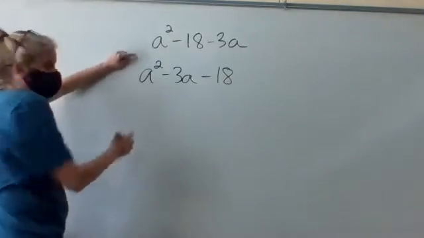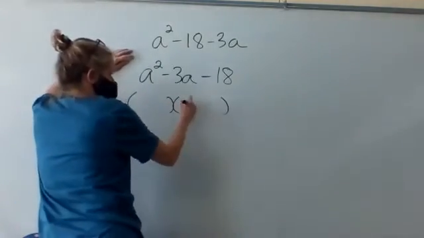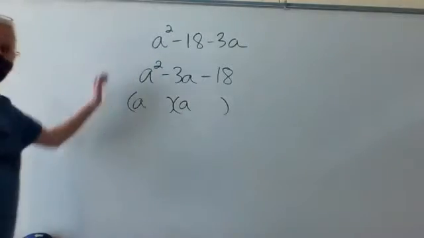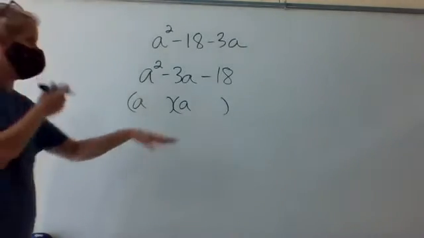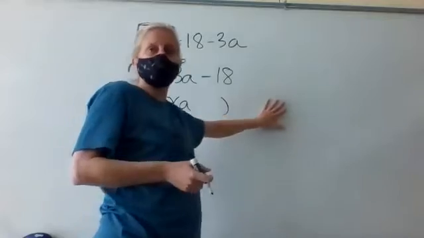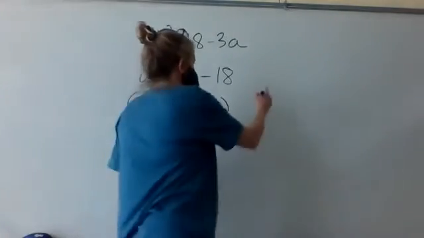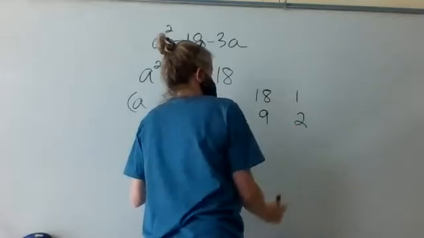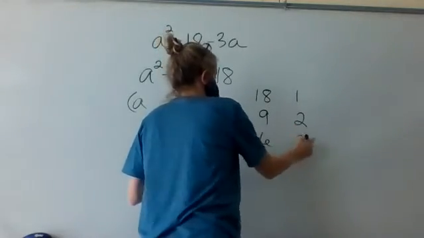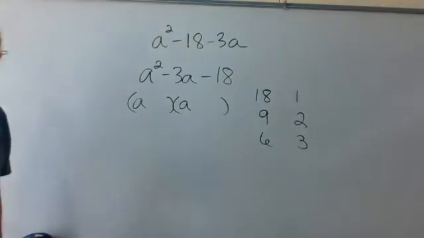Trinomial again, it's just an a squared, so that's good news because it'll just be a and a. Not going to worry about my signs yet. I'm just going to write out all the ways to multiply to get 18. 18 and 1, 9 and 2, 6 and 3.